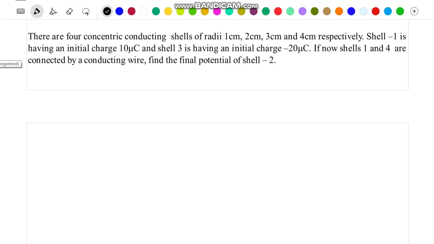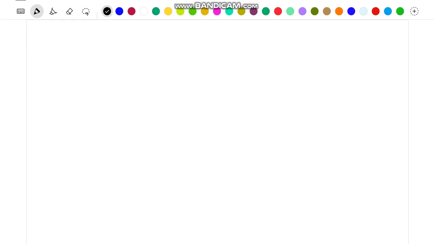Hello students, in this problem there are four concentric conducting shells of given radii. Shell 1 has an initial charge of 10 microcoulomb and shell 3 has a charge of minus 20 microcoulomb. If now shells 1 and 4 are connected by a conducting wire, we have to find the final potential of shell number 2. So as per the condition given in the problem, we have four shells.